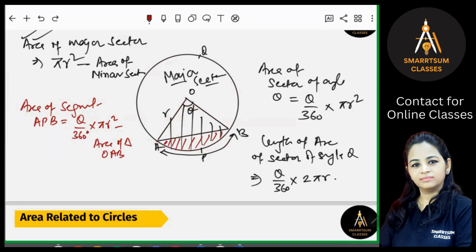Now, if we suppose want to find the area of the major segment, now what is the major segment?